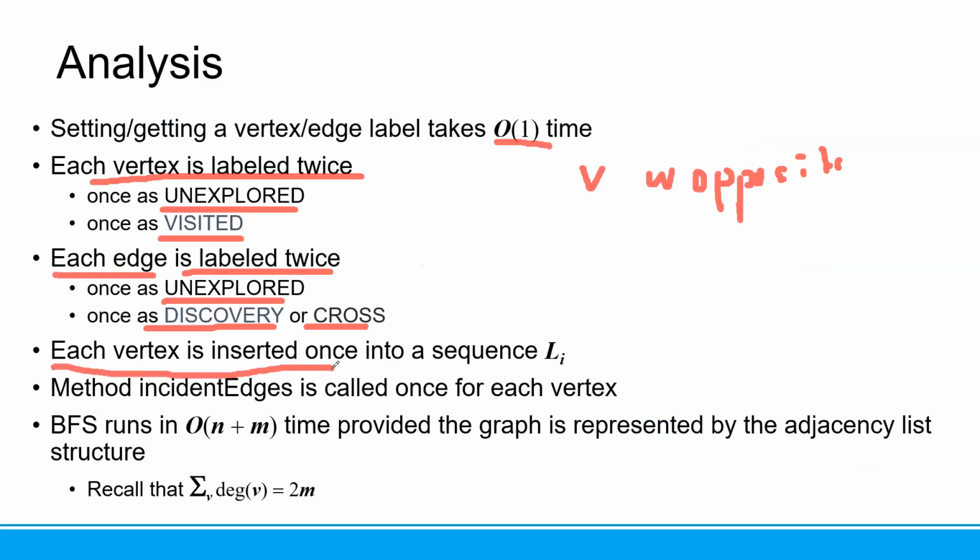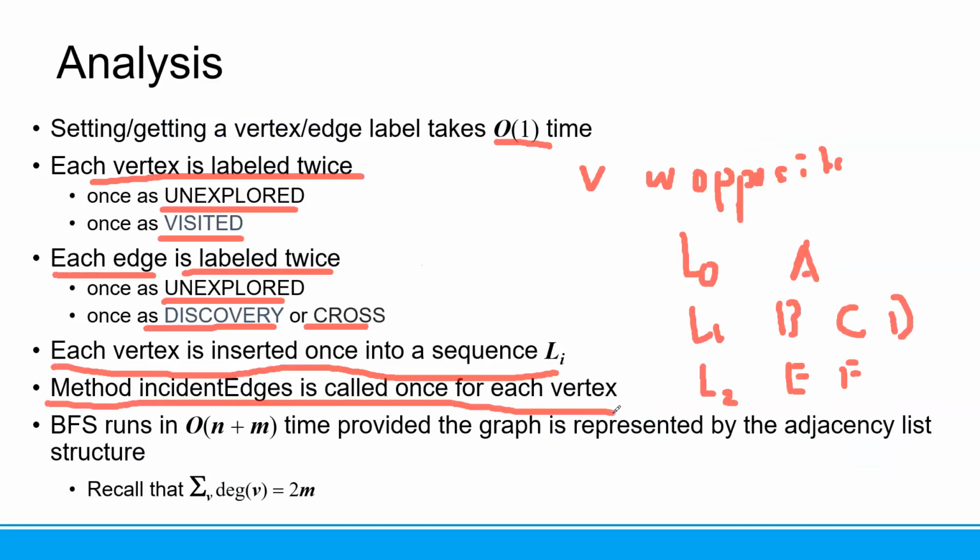Each vertex is inserted once in the sequence of Li. So if it is L0, we have A. If it is L1, we have B, C and D. For L2, we have E and F. So every vertex will be only in one L. So the method incident edges is called once for each vertex. If I'm now at A, then I will check the incident edges of A, and then the incident edges of the next vertex. So for every vertex, we call it once.